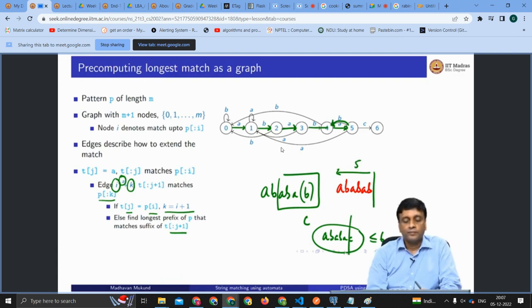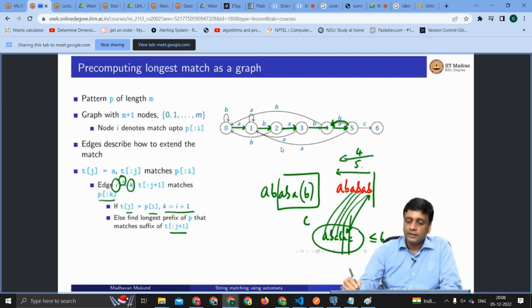So if a length 5 matches, I must start here. Again, it doesn't match because this A is equal to this B. Then I can ask whether a pattern of length 4 matches. So then I will start here. Then I can say, okay, this B matches, this A matches, this B matches, this A matches, and I can say yes.